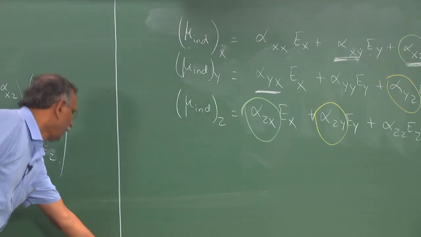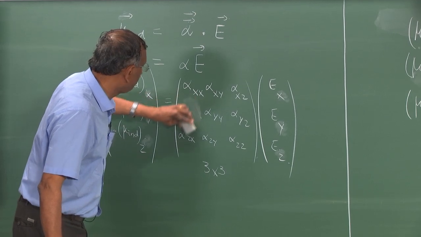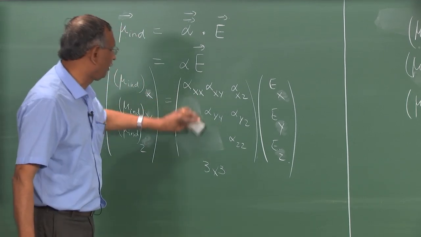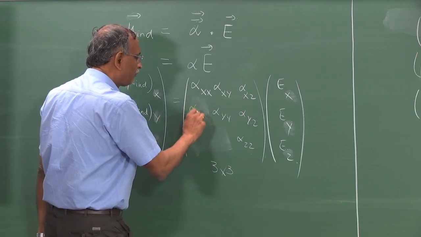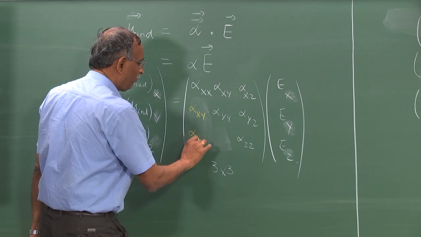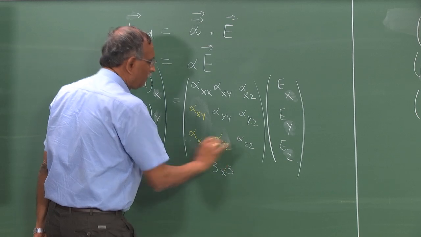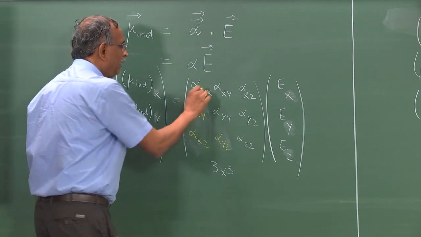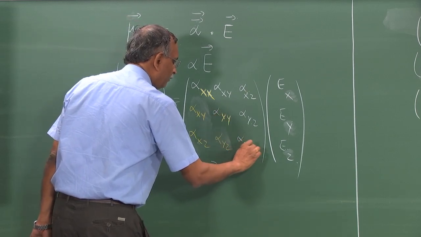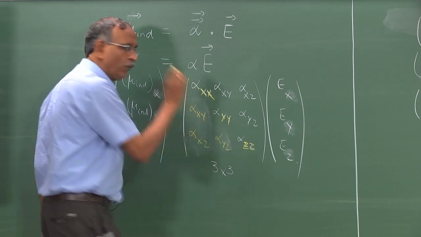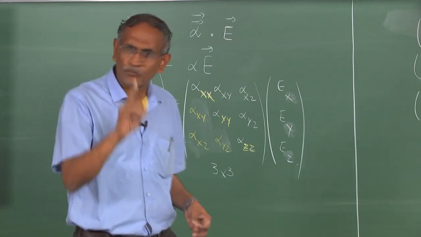Therefore, what we have here is not 9 independent components, but only 6 independent components, because all these off diagonal components, this is the diagonal, these are the 3 off diagonal components, this is the same as alpha xy, this is the same as alpha xz, diagonally opposite is alpha yz. So what you have is essentially xx, yy, zz, xy, xz, yz. So 6 independent components for the polarizability tensor. That's one more little step.